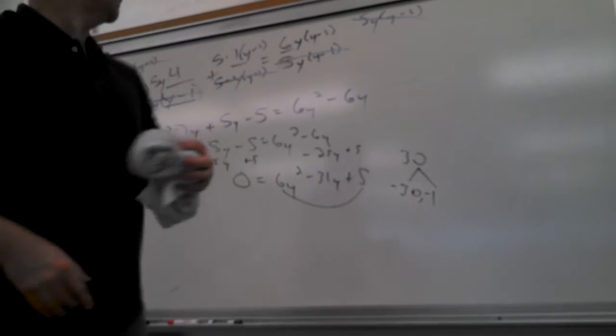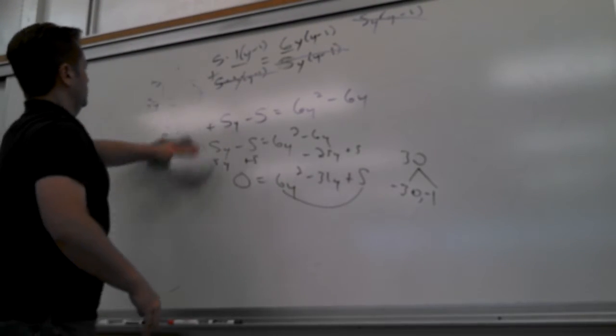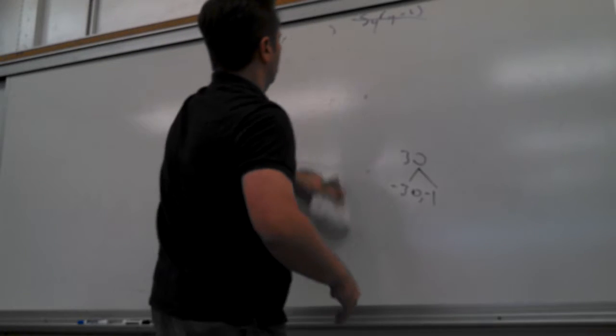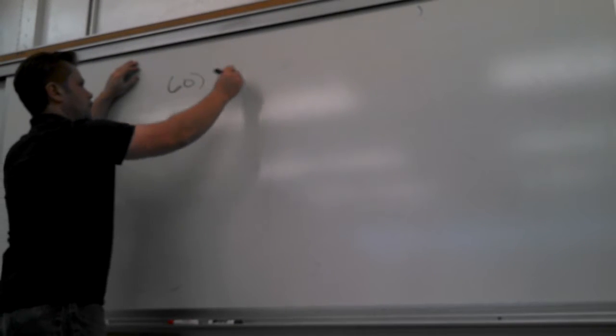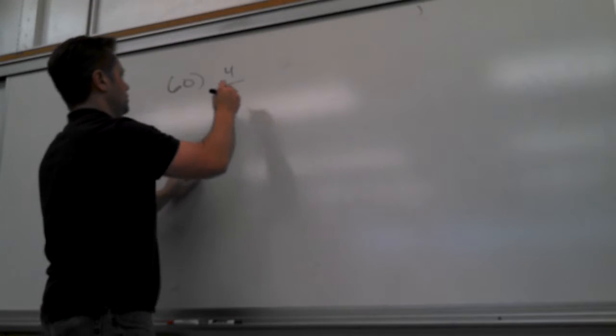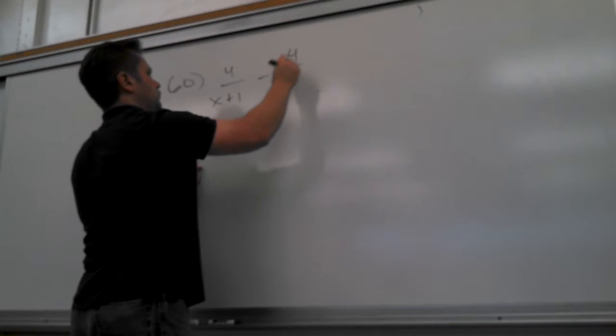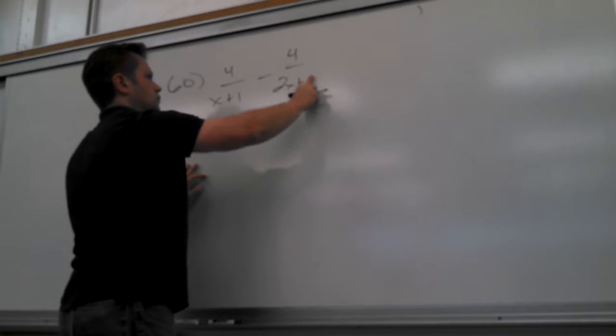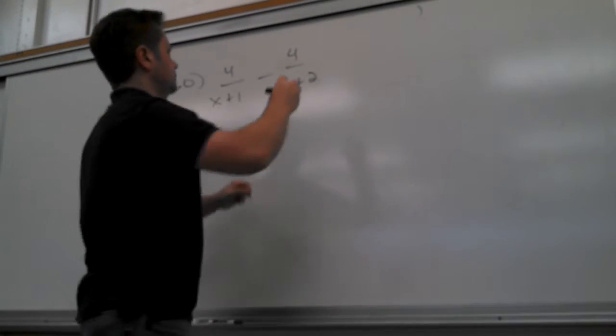All right. Let's see, just make sure you started it off correctly. So 60 and 76 says 4 over x plus 1 minus 4 over 2x plus 2. Is that right? Is this the same section? Yeah.